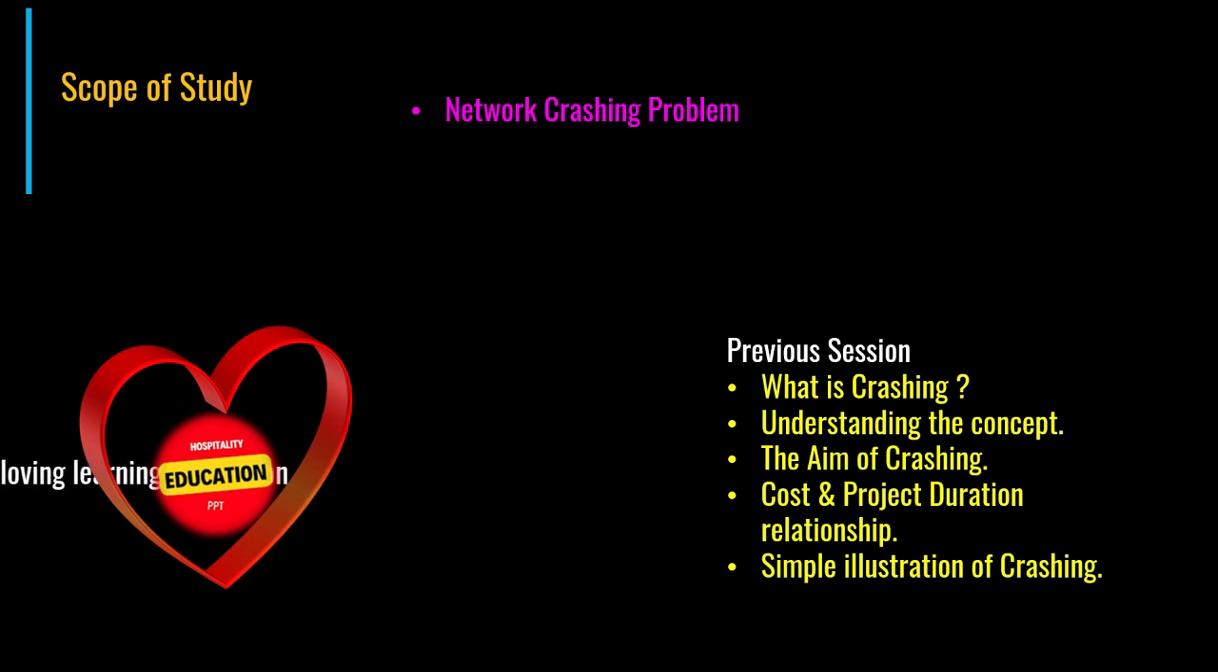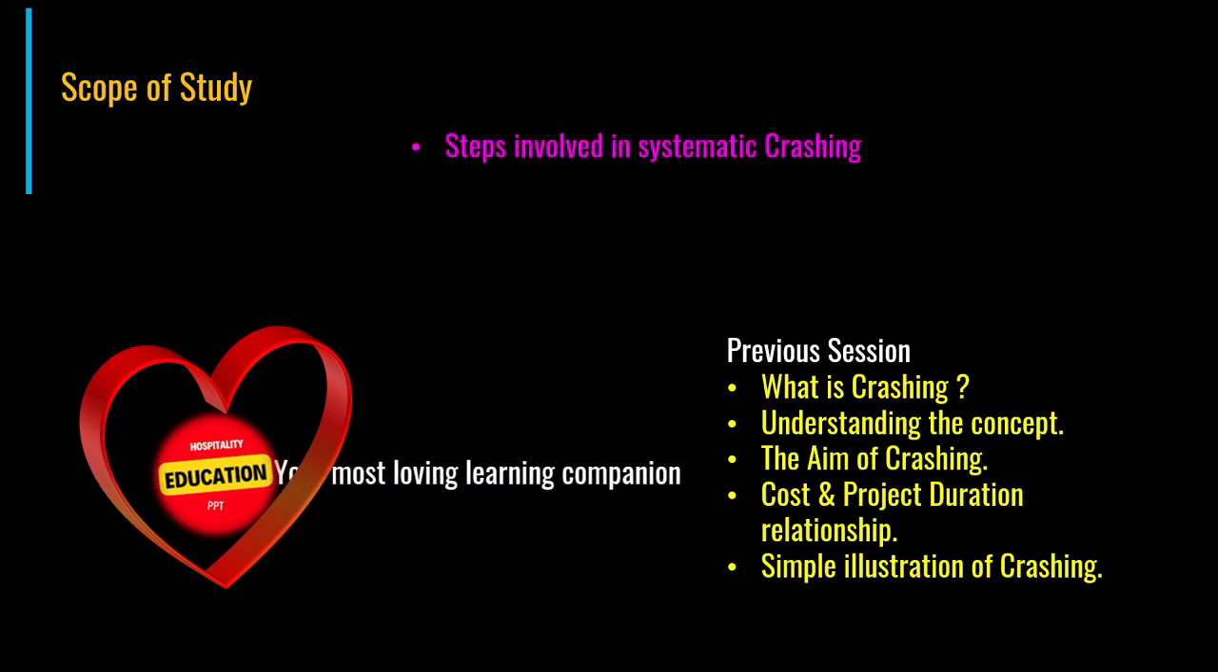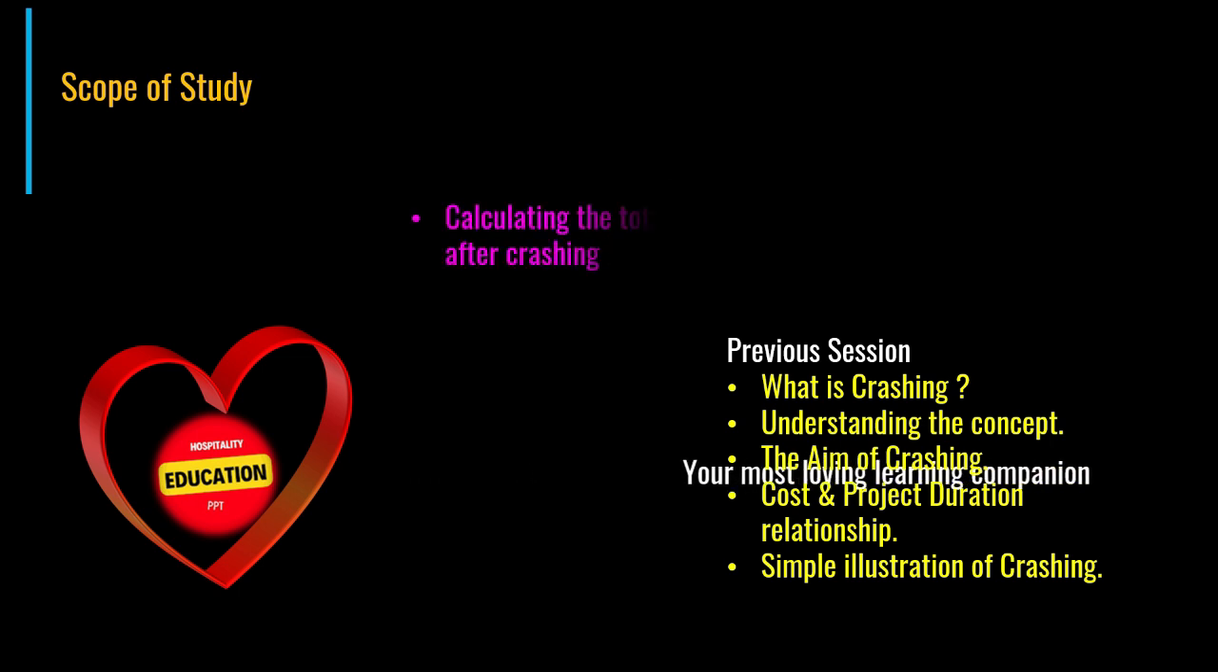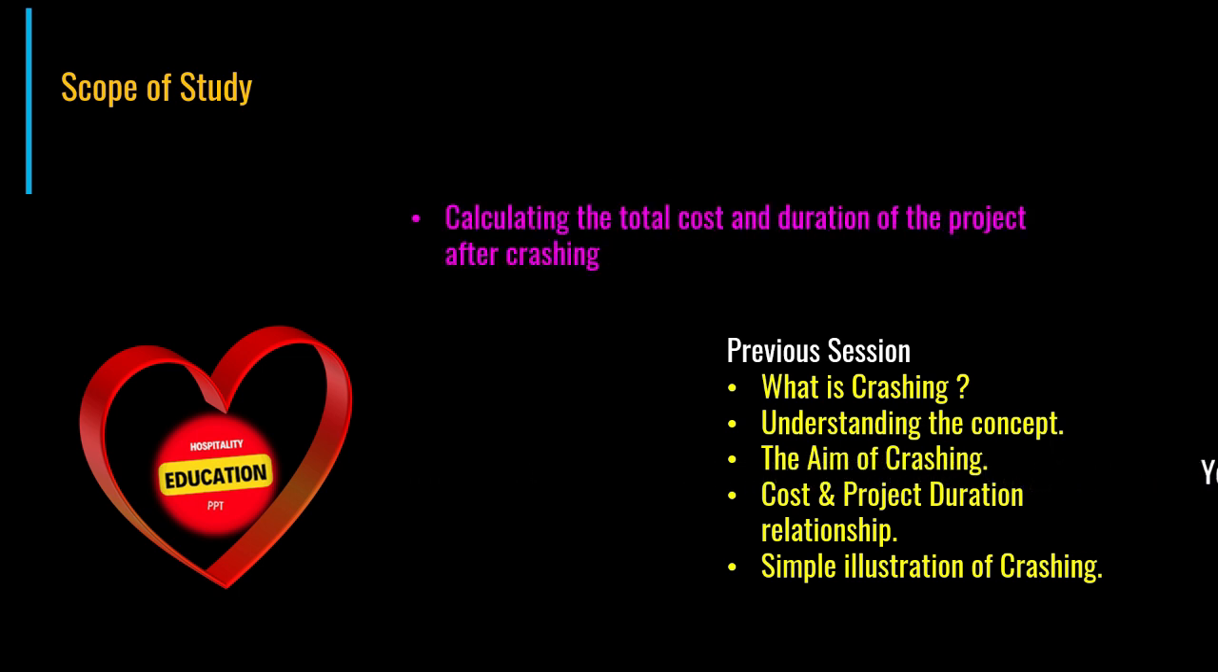Now today, our scope of study is very interesting. We'll take up a network crashing problem. Whatever we have learned these days, we'll try to apply step by step, that means the steps involved in systematic crashing. And also, we'll try to crash the project depending upon the problem we are going to mention. And finally, we'll learn how to calculate the total cost and duration of the project after each crashing and total crashing. Okay, so here we go.